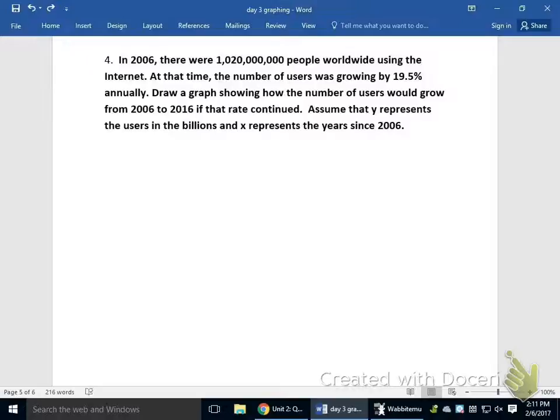It says draw a graph from 2006 to 2016. Assume that y represents the users in billions and x is the years since 2006. Now, that's really important stuff as far as what your variables actually are. So, y is the users in billions. First of all, it tells me that my initial, I'm going to write a times b to the x, that my initial amount is, I'm not going to write it as that, I'm going to use 1.02 because it did say users in billions.